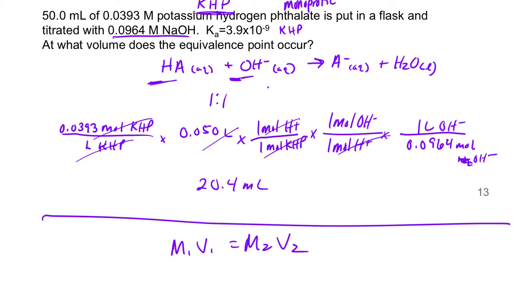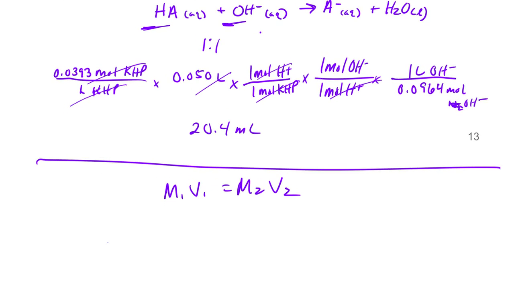But I don't want you to use this equation. If you want to use something like this, I'm going to give you a slightly better equation, okay? So here's what we do. We're going to do moles of H plus times the molarity of the acid times the volume of the acid equals moles of OH minus times the molarity of the base times the volume of the base. And this will work.